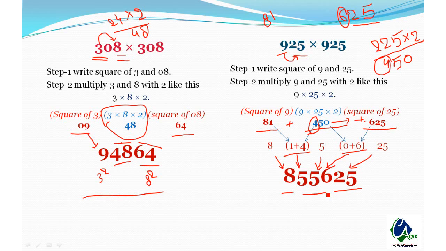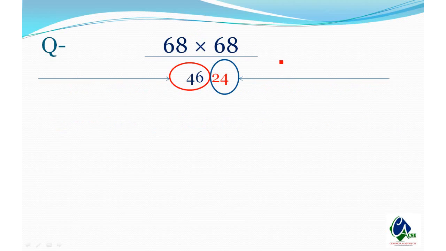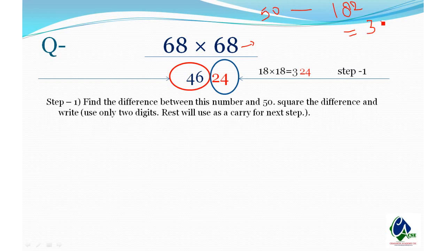See our next rule. If you have a number between 50 to 75, this number is very below 200, so we calculate this number's square using 50. See this, 68. What is the difference between this and 50? It is 18. Our steps are almost the same. Square of 18 is 324. You only need 24. 3 will be used for the next step. Next step is what?